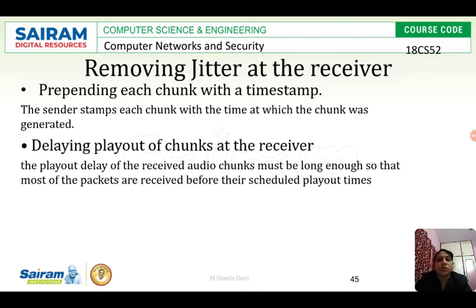The playout delay of the received audio chunks must be long. As you increase the playout delay, as you increase the time, then you will have a good experience, so that most of the packets are received before their scheduled playout time. As I said, the buffer will be filled properly and we will have continuous playout. As long as you are increasing the playout time, you will have a good experience.